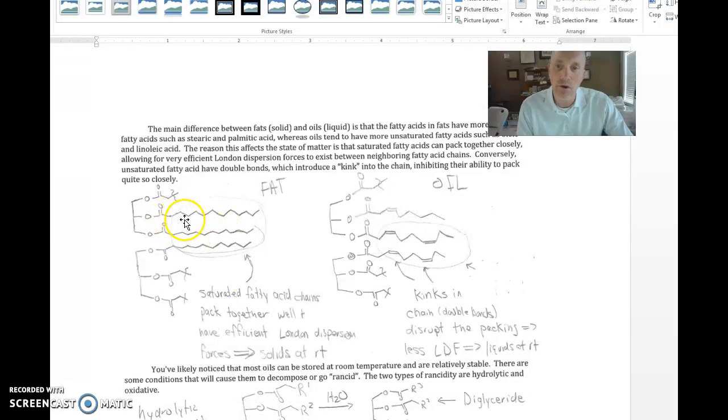What it means to have a saturated fatty acid is that it's just going to be a hydrocarbon chain with all single bonds. The reason you call it saturated is that this carbon chain is holding as many hydrogen atoms as it possibly can. By comparison, an unsaturated fatty acid is going to be one that has double bonds in it, like I'm showing over here.